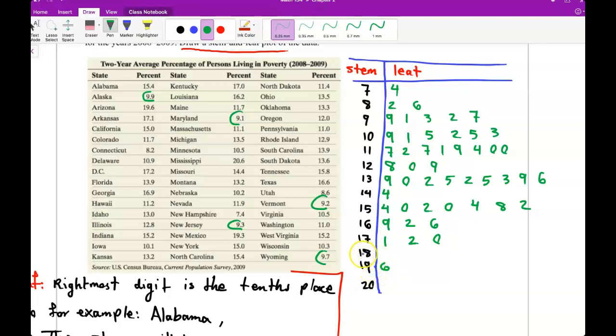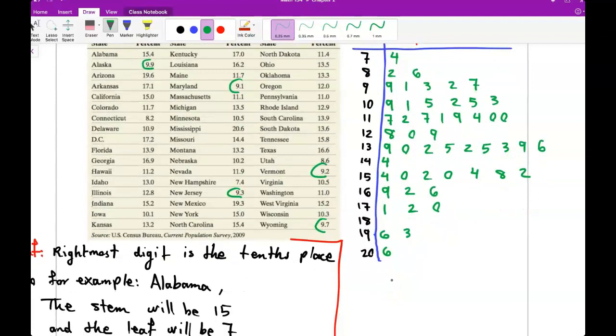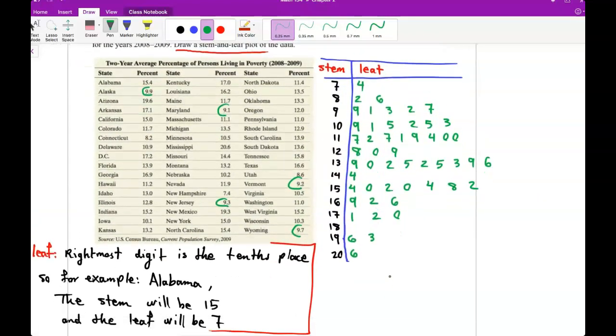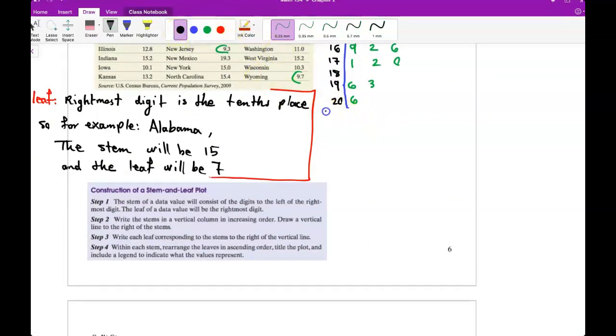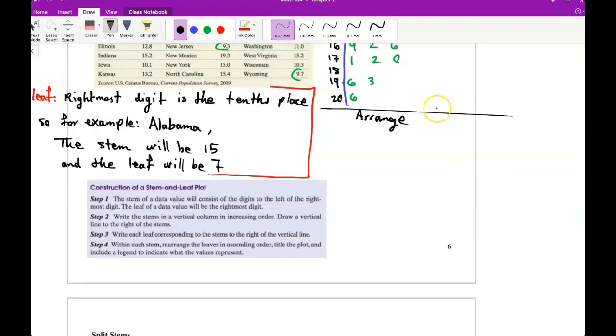See, even if we didn't have that 18 here, since I had all these numbers in order, that's why I had 18 here as a stem. Okay, then 19.6, 19.3. Here is 20.6. Okay, so we got all these numbers. Now we want to arrange these. So arrange leaves in order.